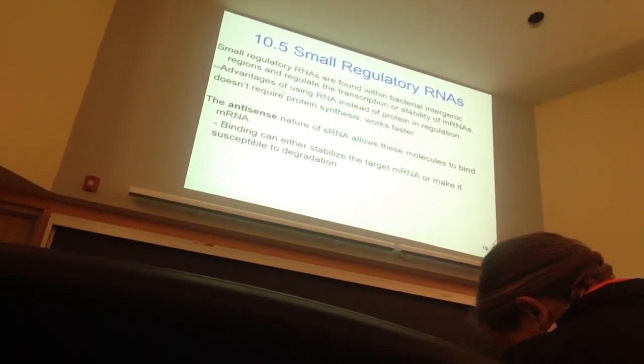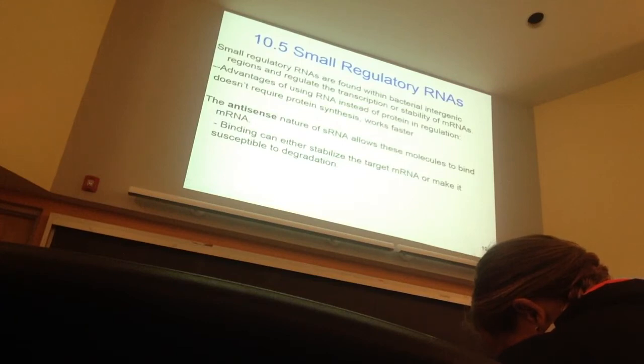And so here's another level of regulation. The advantage of using RNA instead of protein in regulation is that it doesn't require protein synthesis. You don't have to synthesize that protein and then regulate. Your RNA is already there, so it's just one step faster, regulating at the RNA level. And a lot of them have to do with being the antisense of the gene that they're regulating.